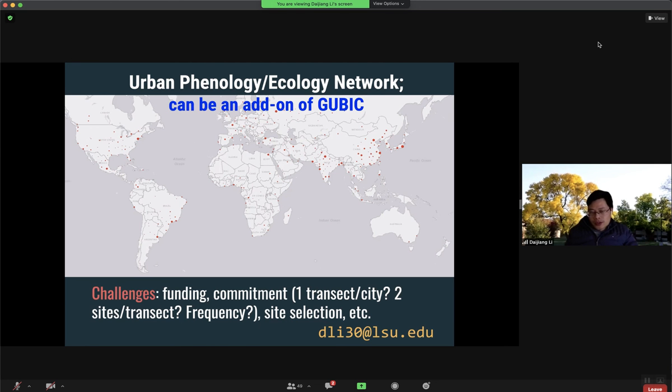And also there is this challenge of site selection, but I guess this is not just about the phenology sites, but in general for the GUBIC phase 3 experimental network. Anyway, this is some idea of establishing an urban phenology network that can be an add-on of the GUBIC phase 3 design.